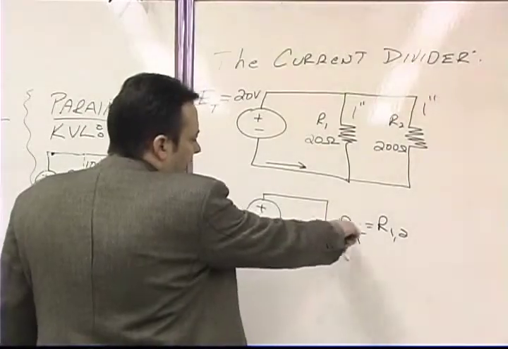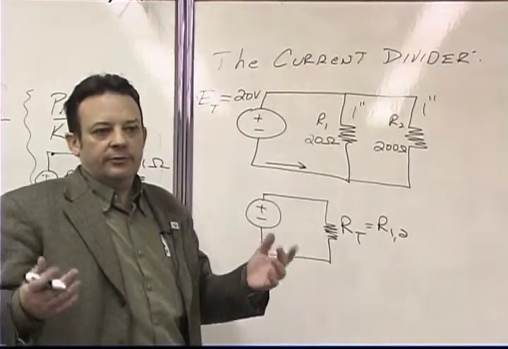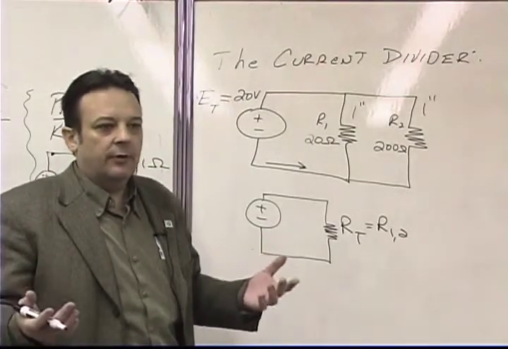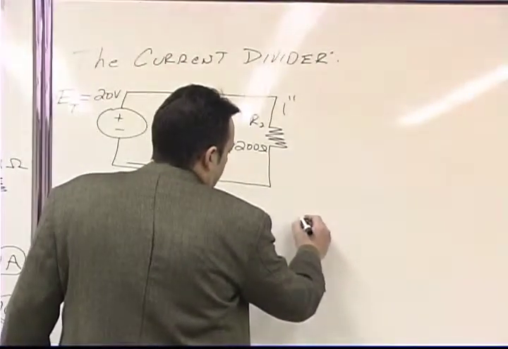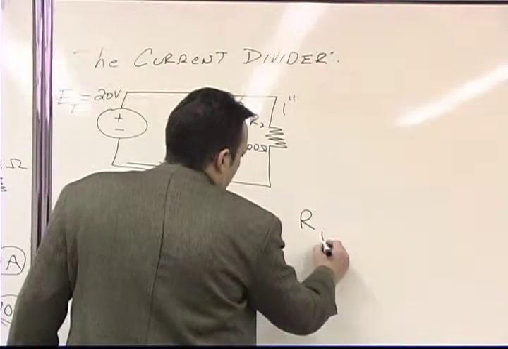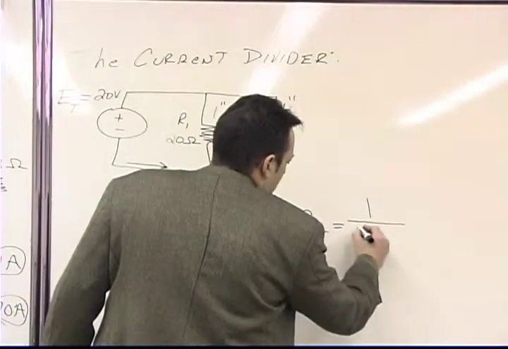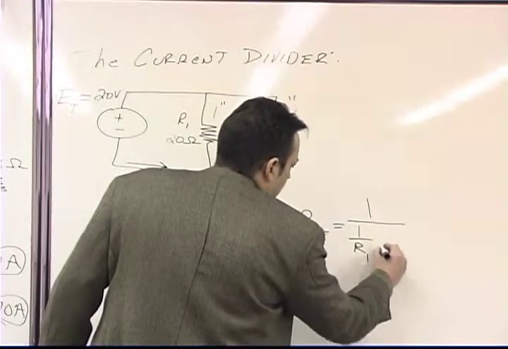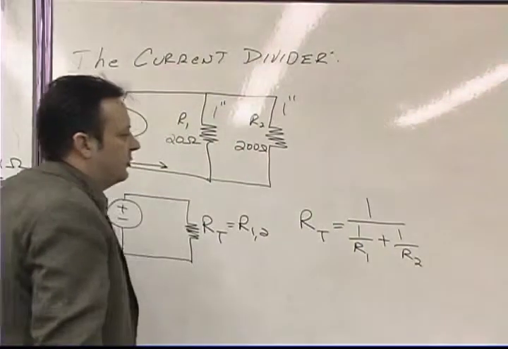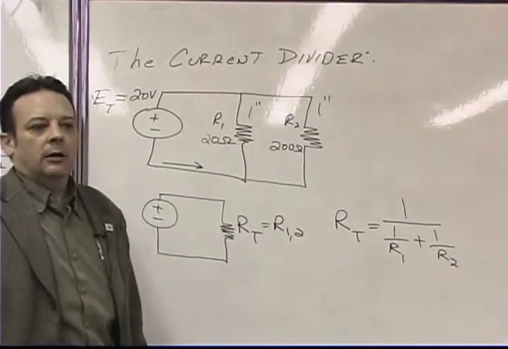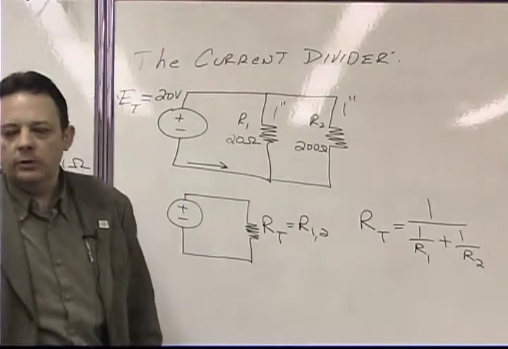If I calculated what this equivalent resistance is, I would have to use the equivalent resistor formula, which we've already studied. And so we're just going to do that. So go ahead and get your calculators out. The total resistance for a parallel circuit is equal to the inverse of 1 over R1 plus 1 over R2. That's the general form for a parallel circuit if you want to find the total equivalent resistance.